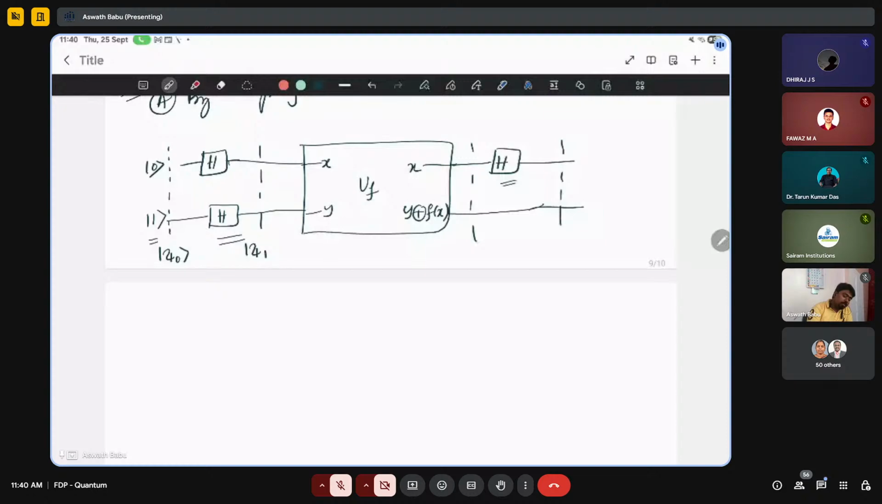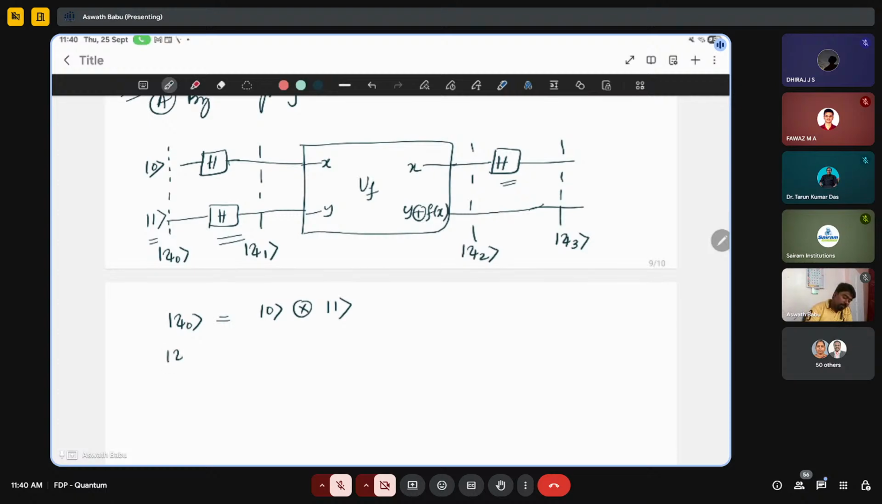After a couple of Hadamards, it becomes psi 1. After a unitary gate, it becomes psi 2. After one Hadamard gate at the control, it becomes psi 3. Okay, so this is what I have. Now let me find out what psi naught is. Psi naught is 0 tensor 1. This is the initial state.